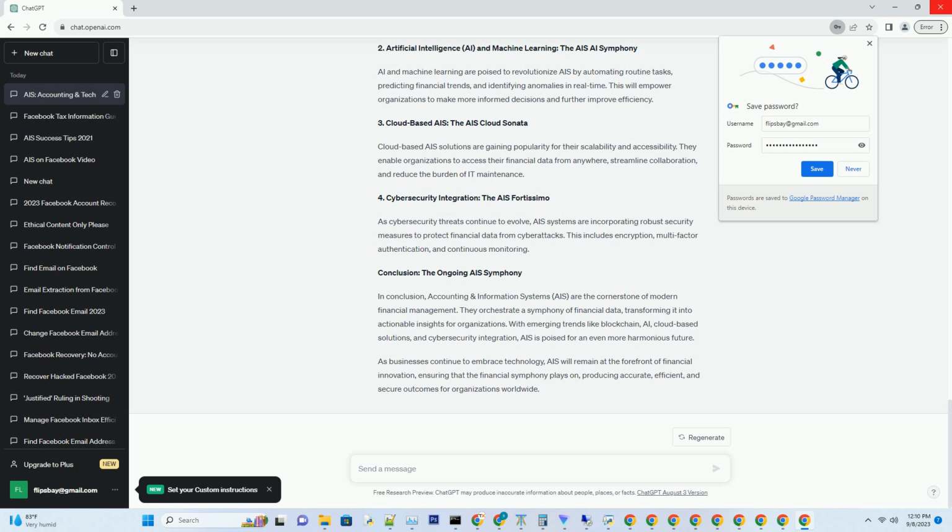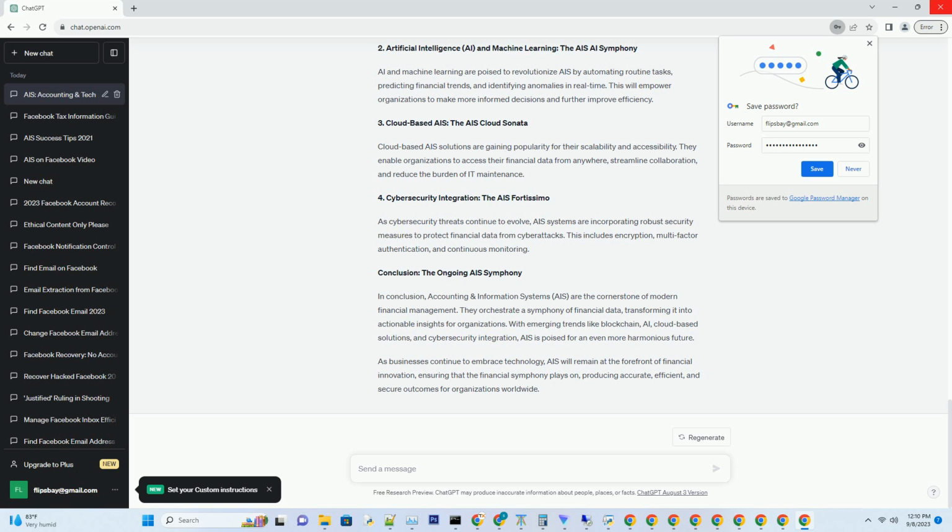Number 2: Artificial Intelligence, AI, and Machine Learning, the AI symphony. AI and machine learning are poised to revolutionize AIS by automating routine tasks, predicting financial trends, and identifying anomalies in real time. This will empower organizations to make more informed decisions and further improve efficiency.